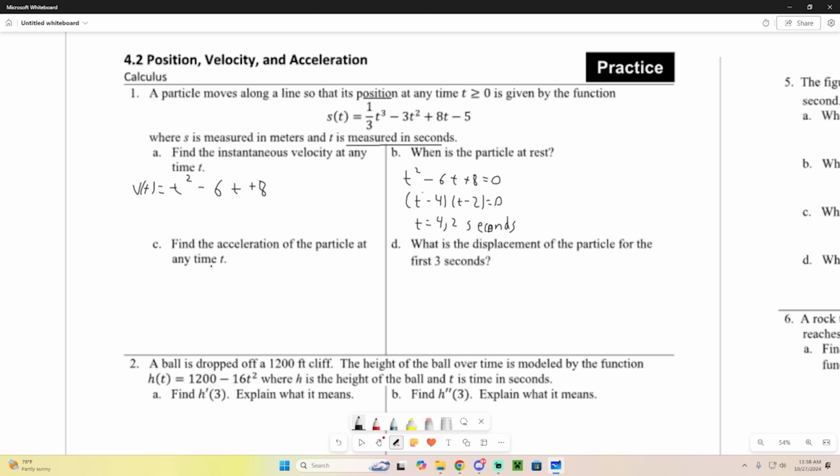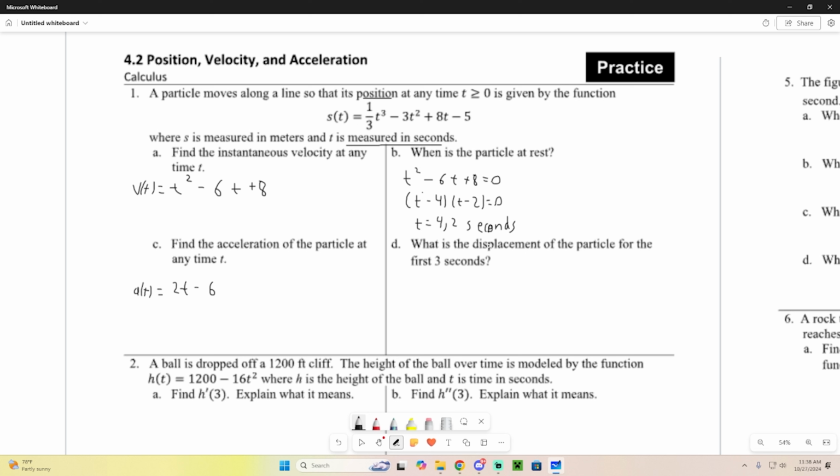Alright, find the acceleration of the particle. Well, the acceleration is just the derivative of velocity, so we're just going to take the derivative of this. So we get 2t minus 6. So this is a of t equals 2t minus 6. Find the displacement of the particle for the first 3 seconds.